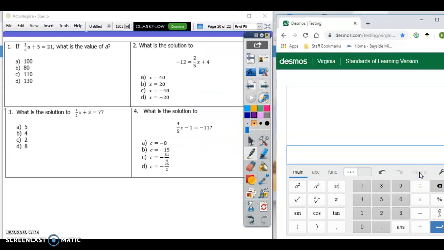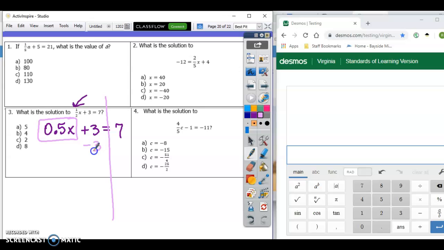All right, number 3. So 1/2 x plus 3 equals 7. Let's get rid of that fraction. So I know that's 0.5x plus 3 equals 7. So go ahead and separate your equation. Box in the variable. Now we're just going to do the opposite. The opposite of plus 3 is minus 3. So you should come over and check that on your calculator. Positive 3 minus 3 gives me 0, so I can cross it off.